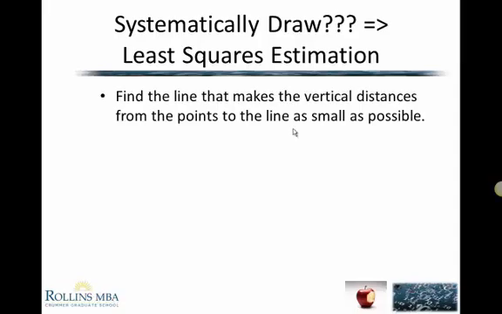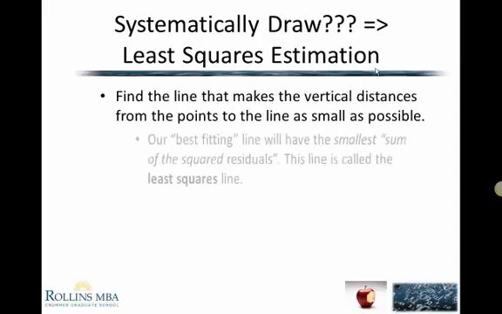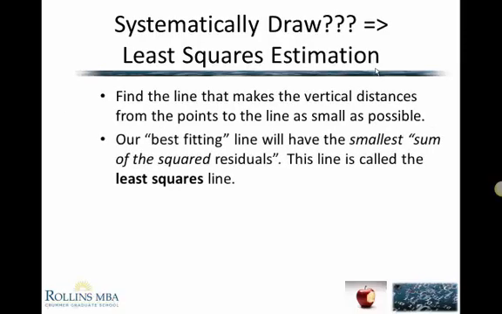Another approach would be to say, hey, I want to find the line that has exactly the same number of points above it and below it. That would be kind of like the median approach. Well, the approach that we take is actually going to be the one that's most like the arithmetic mean, and you'll remember how that's set up for us.